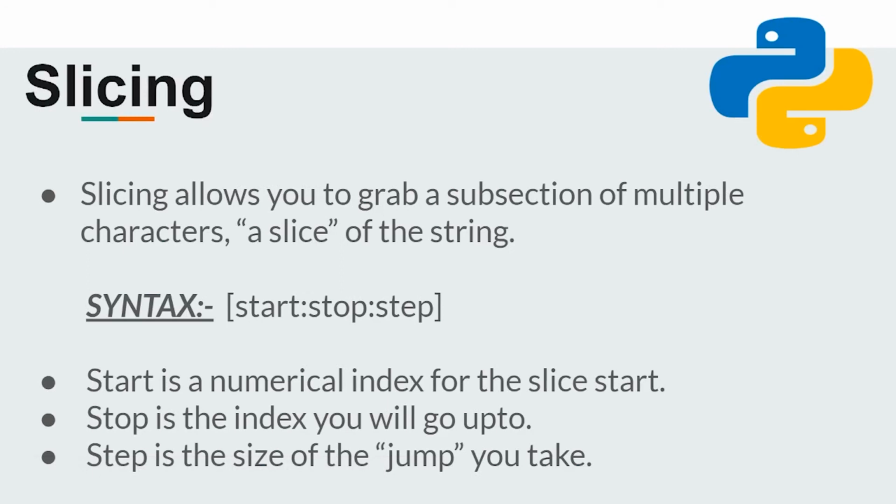Slicing allows you to grab a subsection of multiple characters. In simple words, a slice of the string. This is the syntax for the slicing operation, which is enclosed in square brackets: start, stop, and step. Start indicates the numerical index where the slice starts. Stop is the index you'll go up to. Step is the size of the jump you're going to take.